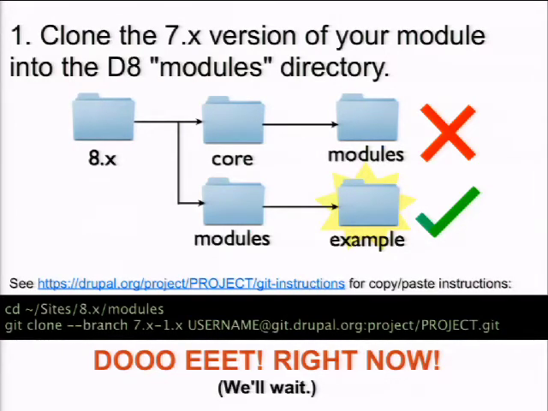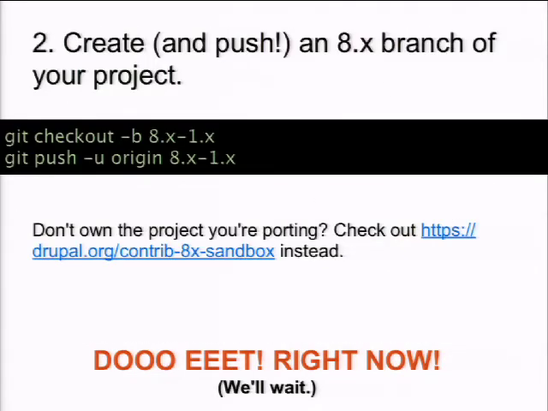So, how are people doing? Everybody done with this? A few people? Okay. I think we're going to move on, and if you need help, that's no problem. We'll have a break after the code review, and then we can get everyone caught up. So, all right. You've got a copy of your Drupal 7 module in your modules directory. Now you want to have an 8.x branch of your code. So we're going to create that right now.